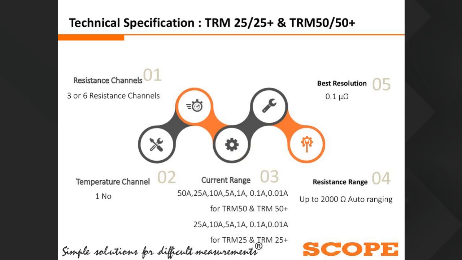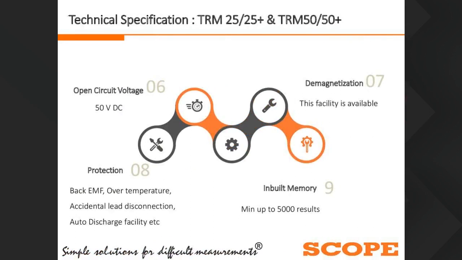Then these four models can measure resistance up to 2000 ohm with best resolution of 0.1 micro ohm. Then open circuit voltage, we have provided 50 volt DC, for quick stabilization of the current. Then demagnetization facility we have provided. Then protections, that is back EMF, over temperature, accidental lead disconnection, and auto discharge facility. These protection facilities we have provided in the instrument. Then inbuilt memory: the instrument is capable of storing up to 5000 or up to 10,000 results.